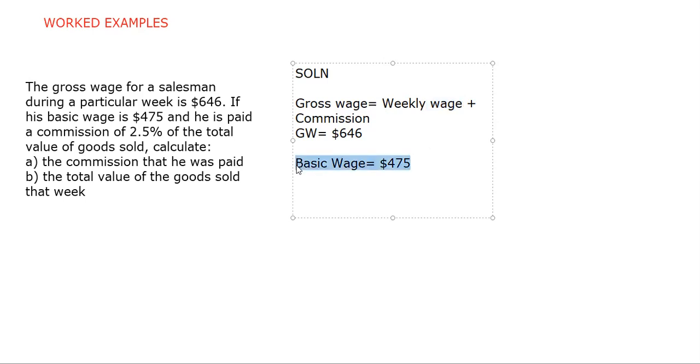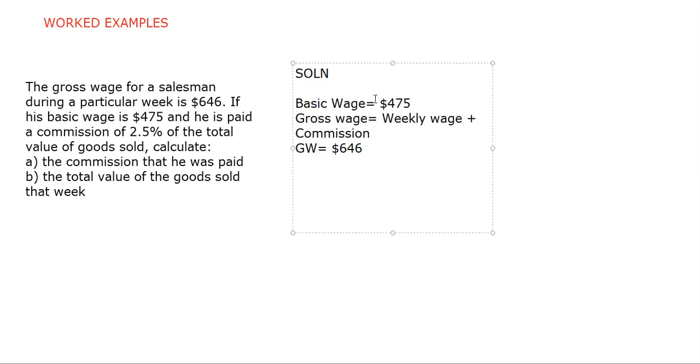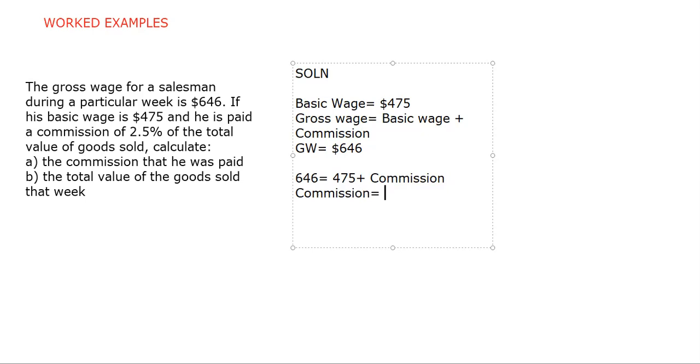So it comes like, let me put this at the top. His basic wage is $475. And his gross wage is made up of his basic wage plus his commission. And they are saying that this is $646. So let's put that in. Gross wage is $646, which is equal to basic wage, which is $475, plus commission. So therefore, the commission will be, subtract the two, $646, because if $475 plus something is $646, we need to know what's the something, right? So $646 subtract $475 is equal to $171. So that's my commission, $171.